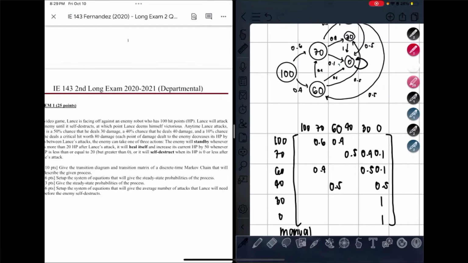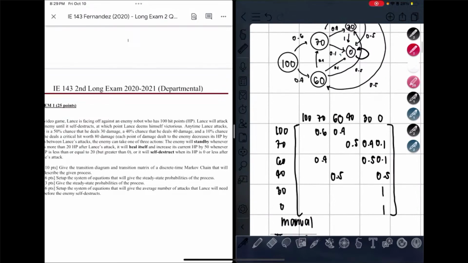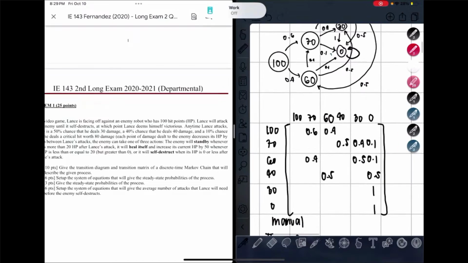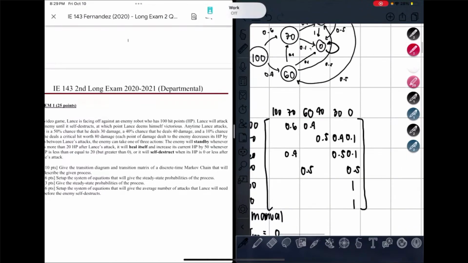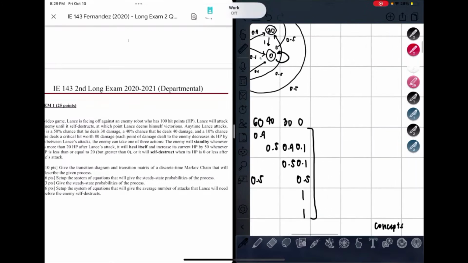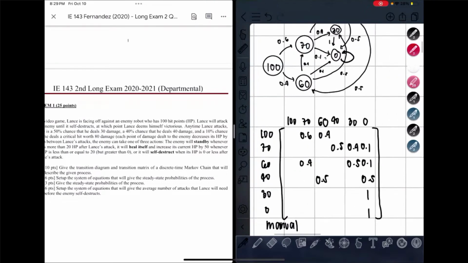So there are 2 ways to do this. The first is just the manual solving, and then the second is like using concepts. Okay, let's just do manual first. So here's your steady state diagram. Here's your transition matrix, and we're looking for the steady state.